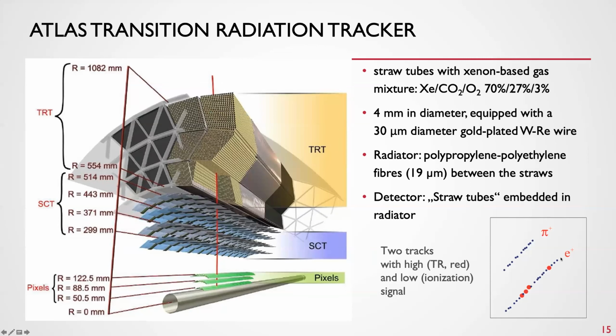The electrons are lower in mass, therefore with the same momentum have a higher gamma factor, and when they travel through this straw tube tracker, we get the tracking measurements for the pions and for the electrons, but the electron will also produce this transition radiation signal along its trajectory through the tracker, and thus one can discriminate electrons and pions. Okay, that's the ATLAS transition radiation tracker.